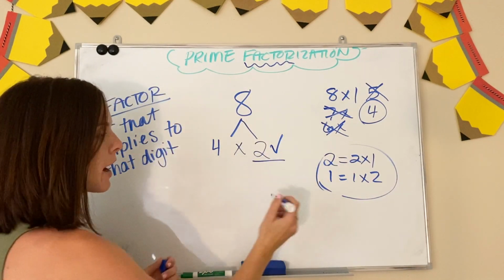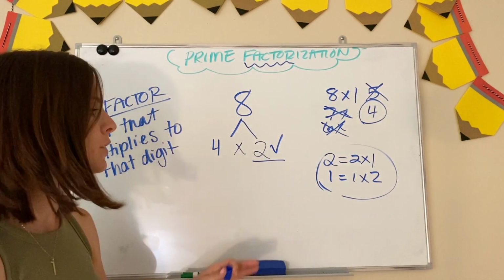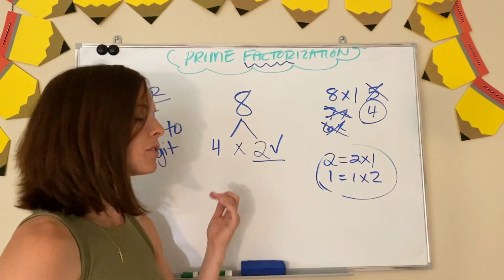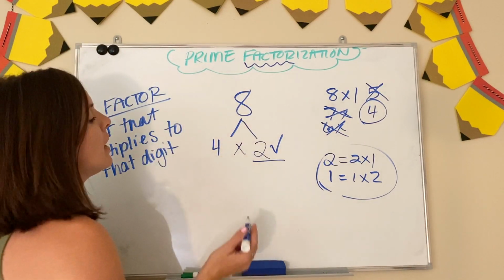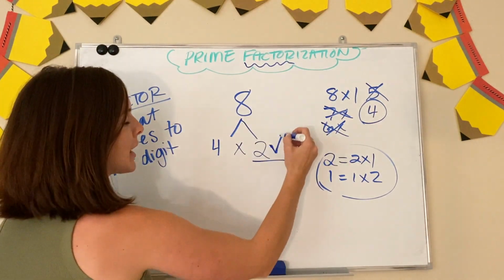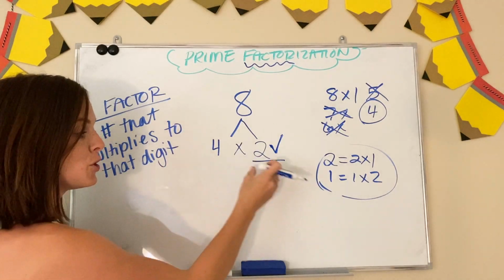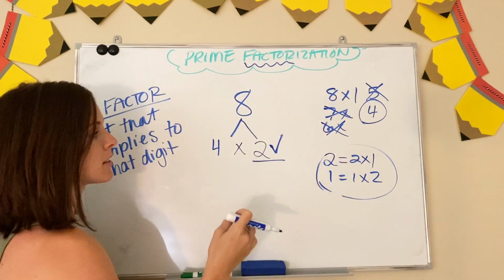I'm not going to factor out any other numbers from there. I don't need to include that 1 is a factor of 2, because 1 is a factor of every number. 1 times anything is itself. So 2 is good, and I always underline it and put a check mark because I'm going to use that in my prime factorization answer.